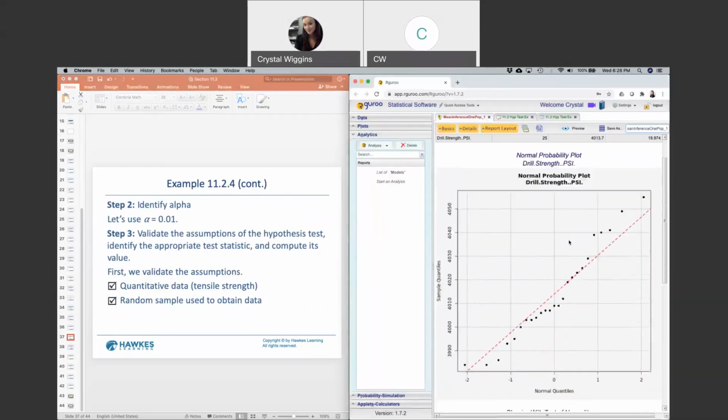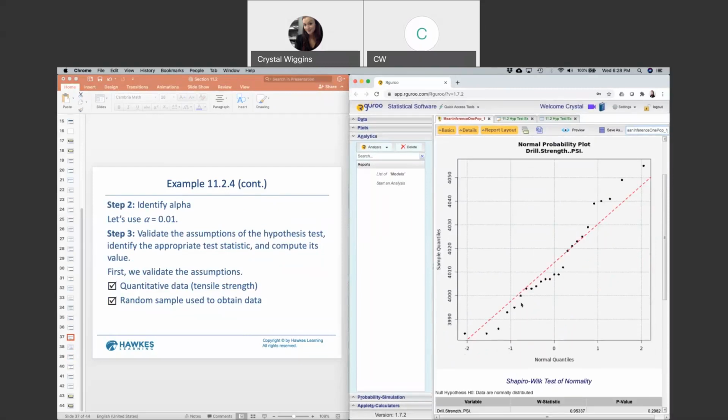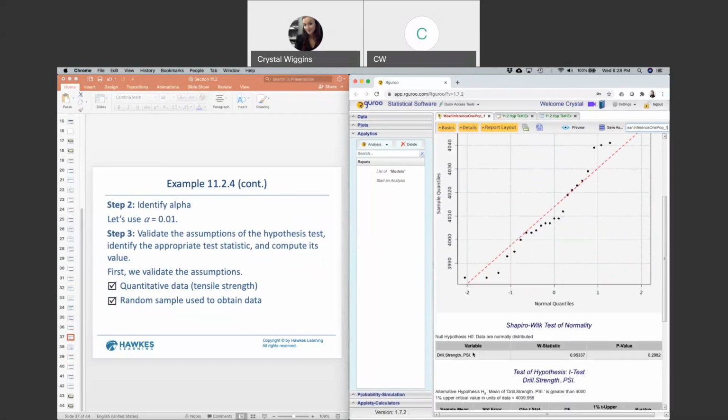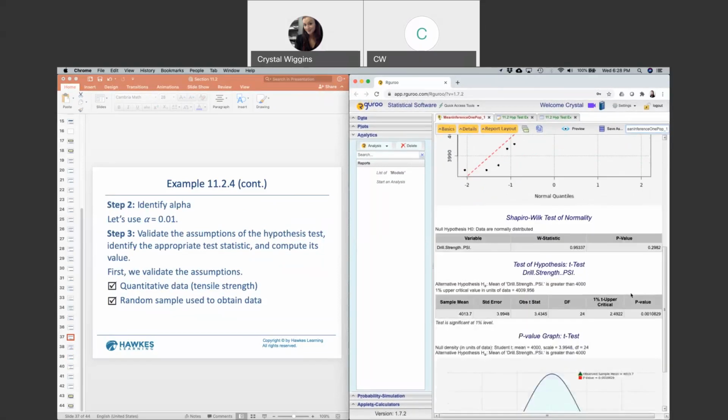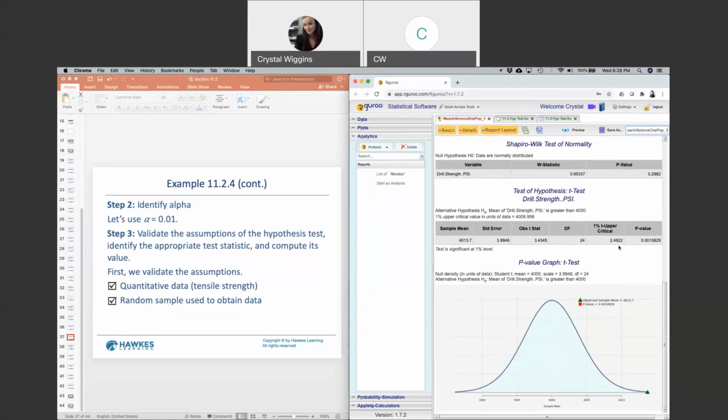Okay, so here is our normality plot that we saw in the PowerPoint. Again, all you're looking for is that the dots are following a linear line. And this p-value 0.298 or 0.3, okay, that is much larger than 0.01, which also tells you that this does satisfy that the data is normally distributed. Our hypothesis test is down here now that we know it's valid because our data is normally distributed.